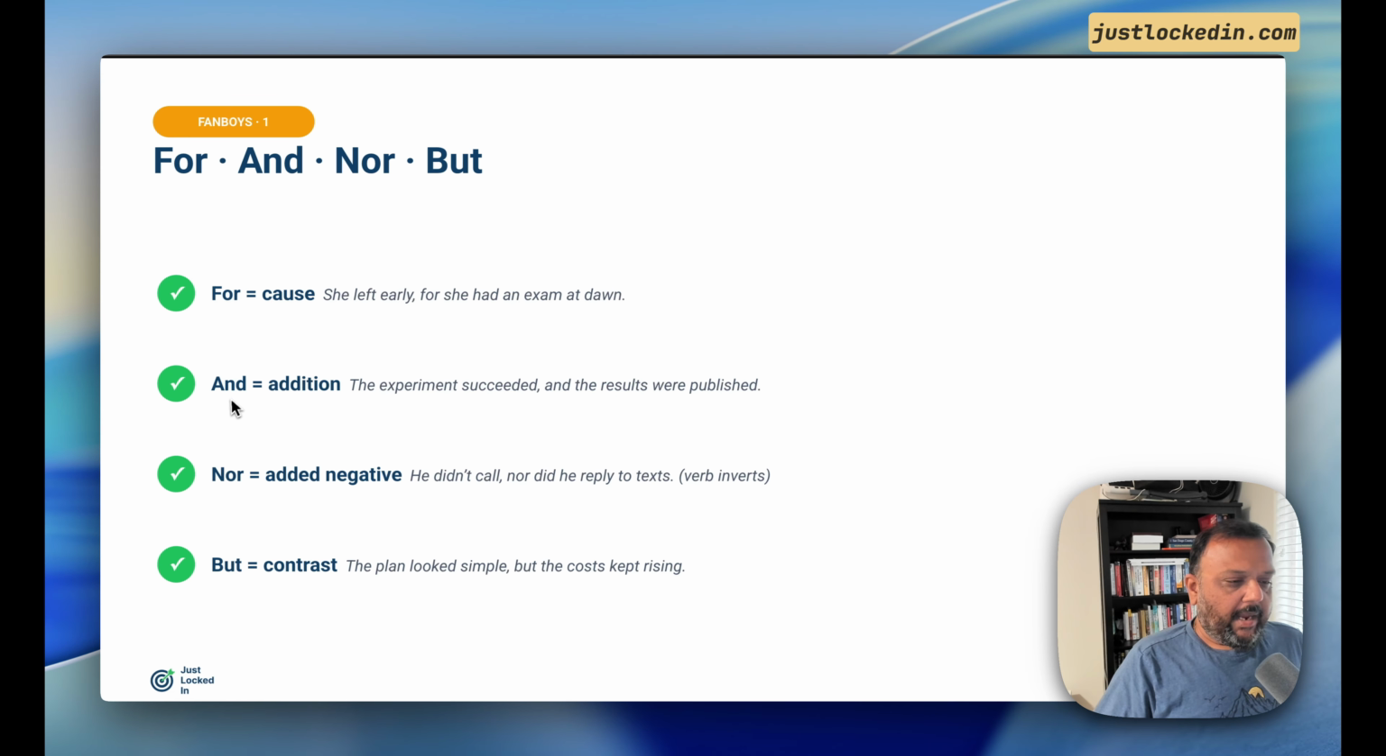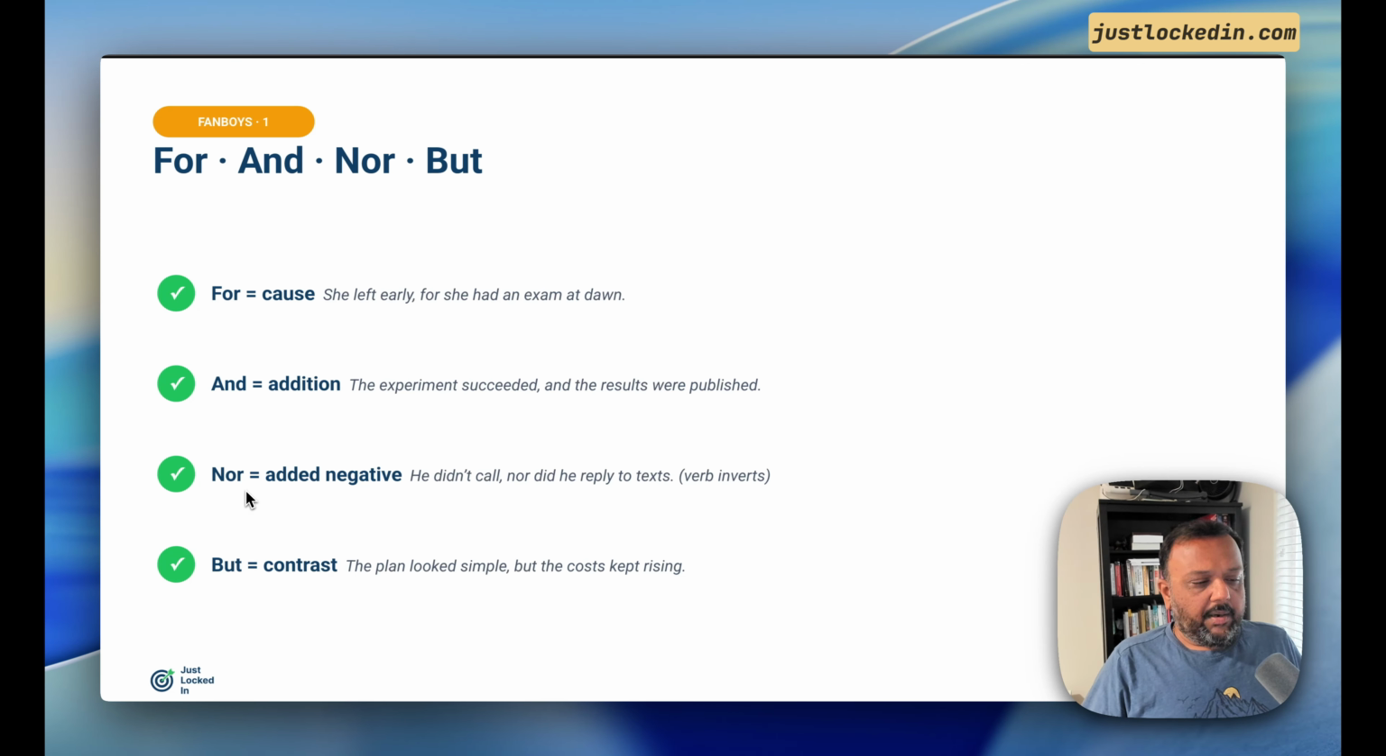And is used for addition, so joining two concepts, generally related concepts. The experiment succeeded, that was one clause. The results were published, that is the second independent clause. So we put a comma followed by an and. The experiment succeeded, and the results were published.